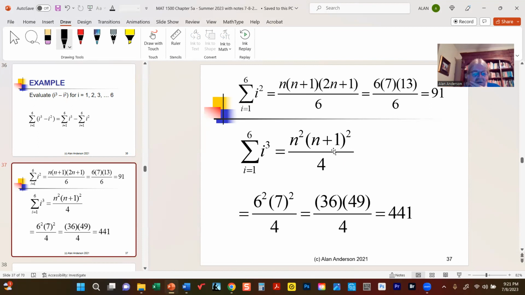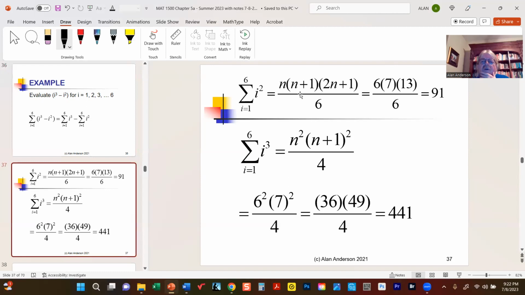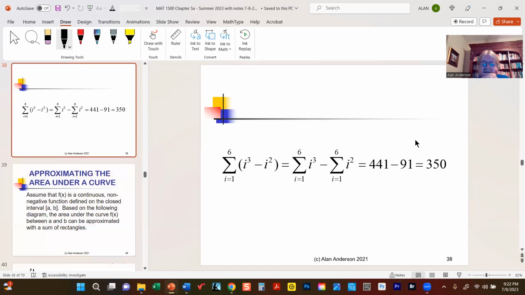i cubed is n squared, n plus 1 squared over 4. Since n is 6, we have 6 squared times 7 squared over 4. 36 times 49 over 4, or 441. Up here, we have i squared, n, n plus 1, 2n plus 1 over 6. n is 6, so 6, 7, 13 over 6, 91. So we're going to look at the difference between the two, and that gives us 350.